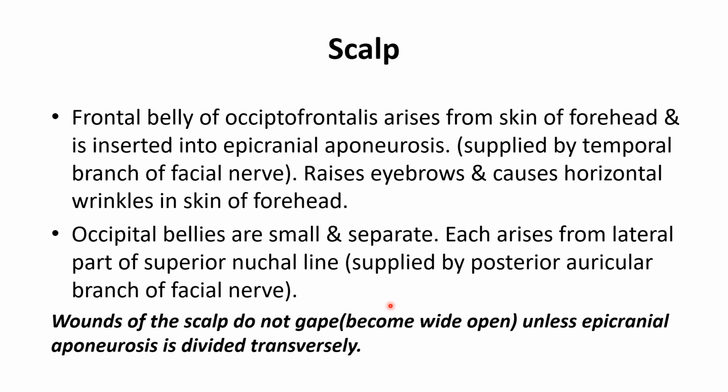And the thing about this Galea aponeurotica is that the wounds of the scalp do not become wide open. They do not gape unless epicranial aponeurosis is divided transversely. So in case the division is only of the skin or the connective tissue, then the wound will not become wide open, but it will become wide open only when the Galea aponeurotica is breached, and that too transversely. So gaping wounds of the scalp are due to the involvement of the Galea aponeurotica, and it is breached or divided transversely.